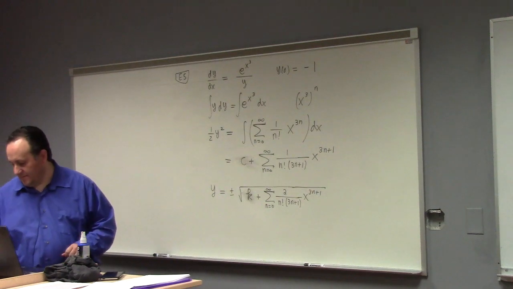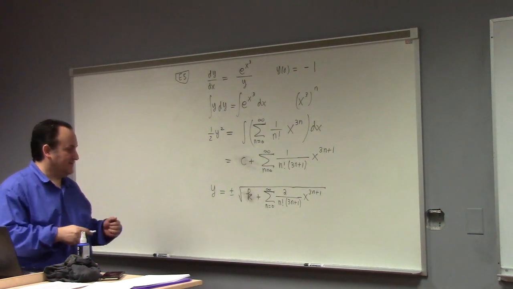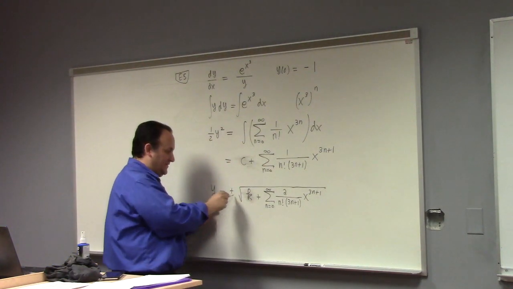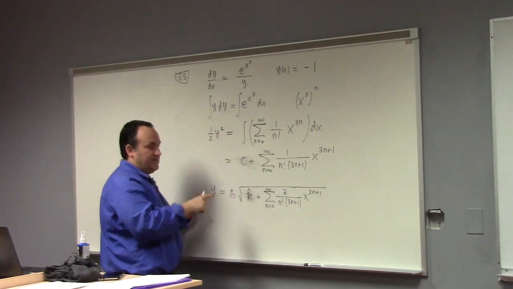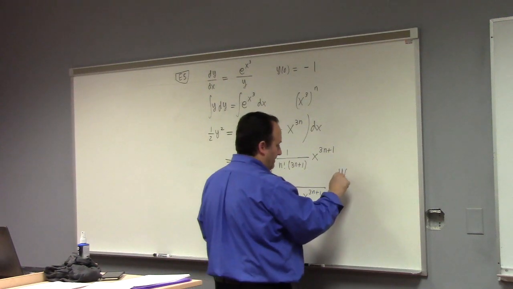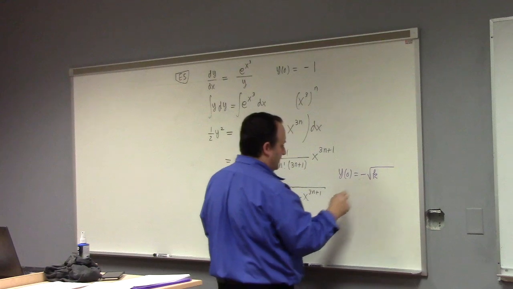Make it negative. We're still feeling the sting of losing the point from the other test, right? So it is negative, so we must choose the negative in order to match the initial condition. And also y of 0 is what? Minus the square root of k.